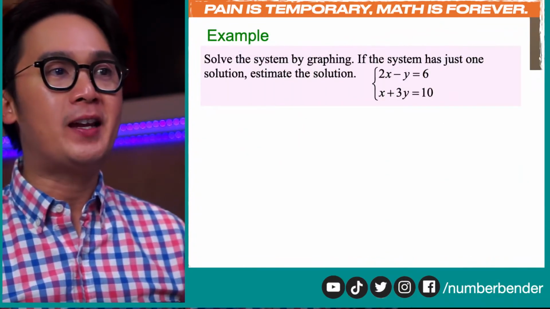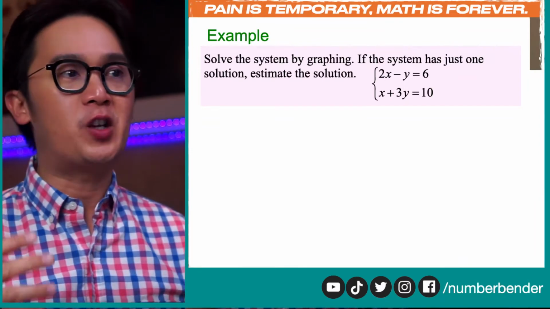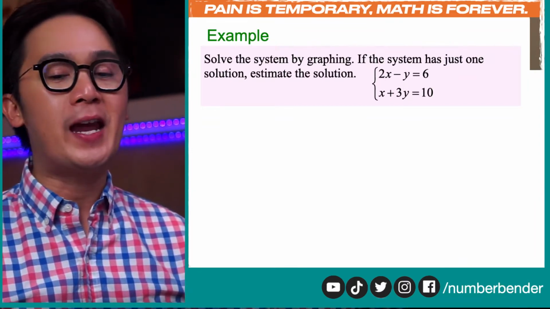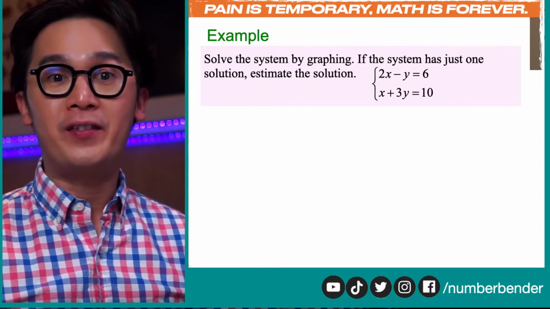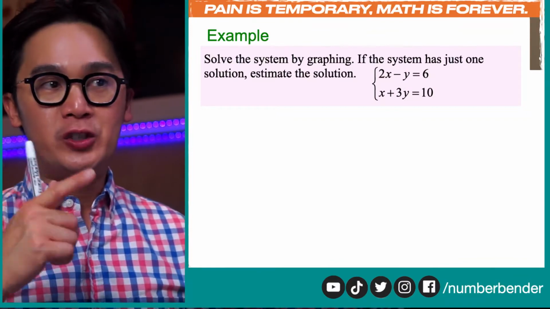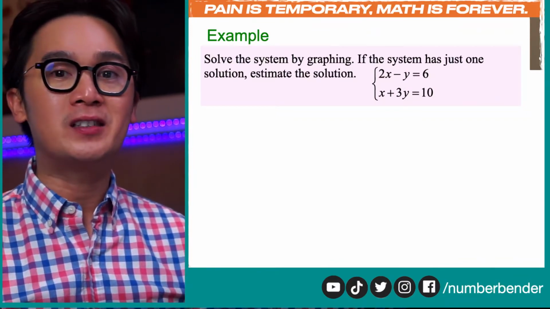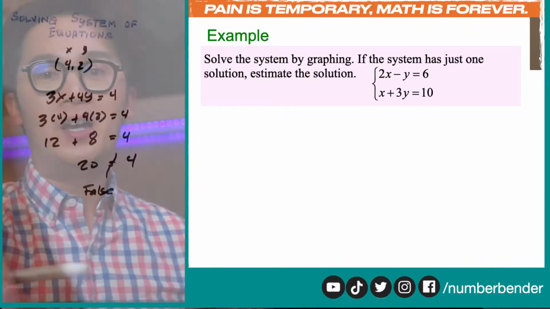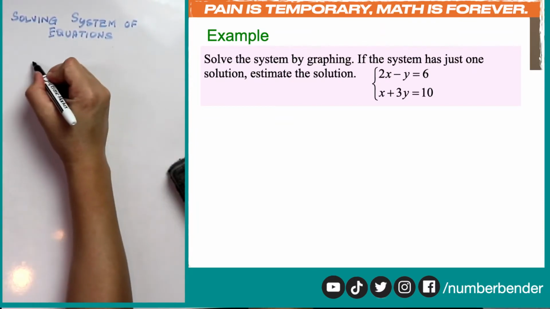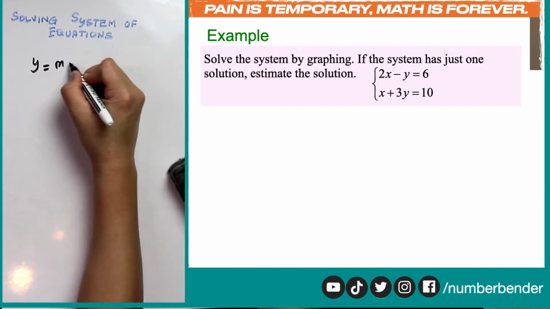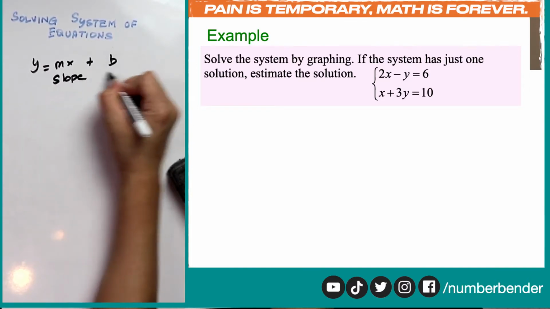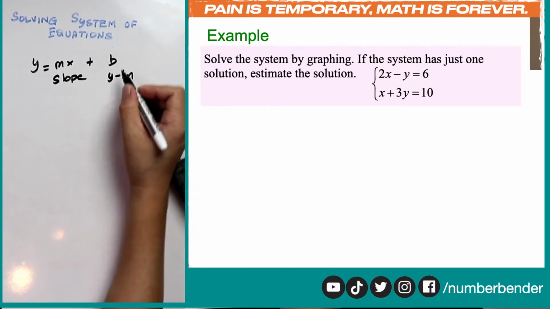So if we have the system of linear equations 2x minus y is equal to 6 and x plus 3y is equal to 10, and we are going to graph it by hand, we need to first change our general equations into its slope-intercept form. So what is the slope-intercept form? The slope-intercept form is y equals mx plus b, where m is our slope and b is our y-intercept.